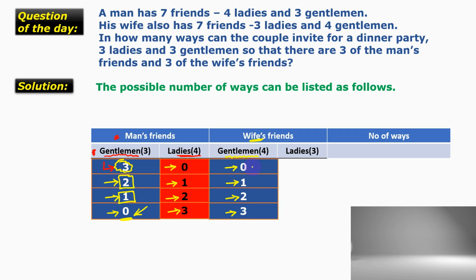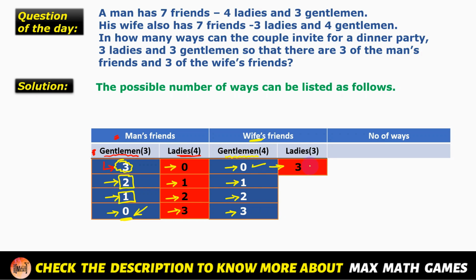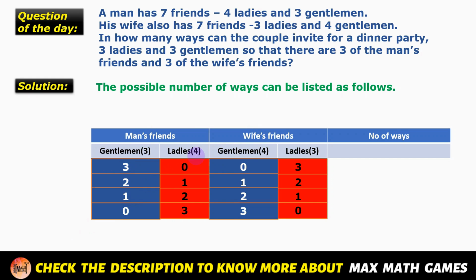And again, this quantity plus this quantity should be equal to 3, and hence we will have 3 at this place, 2 at this place, 1 at this place, and 0 at this place. So these are all the 4 possible cases for the couple to have their party at their home. Now the question arises, what will be the number of ways in which these 4 cases can be implemented?